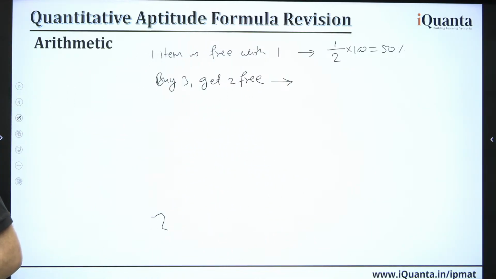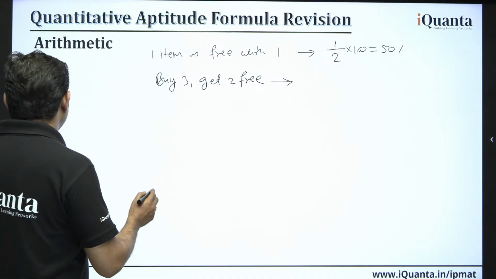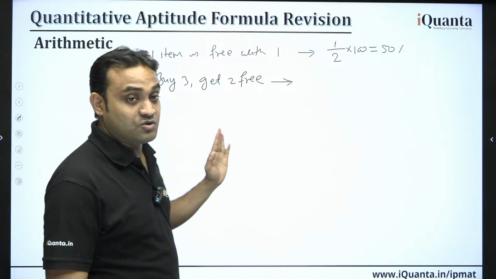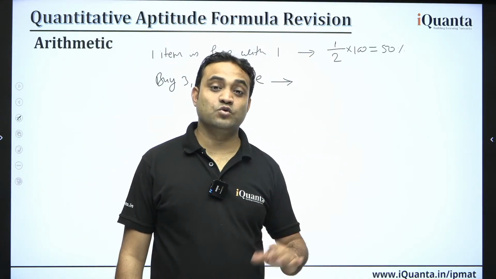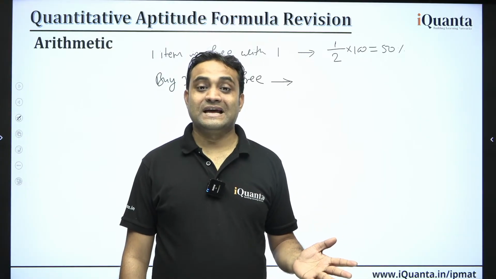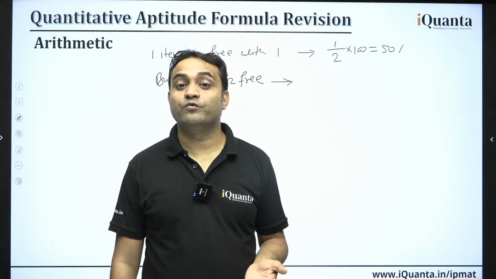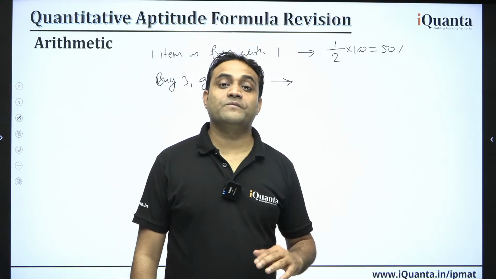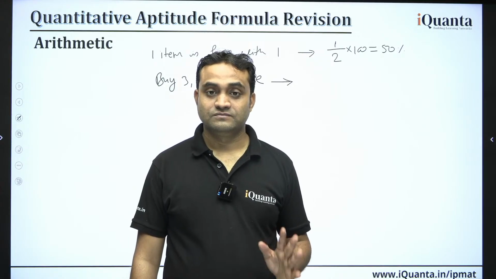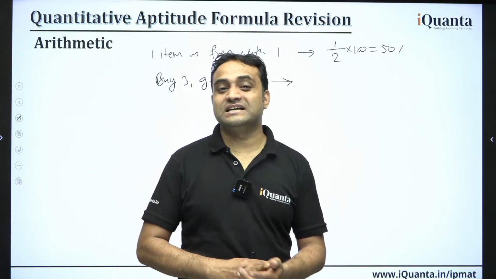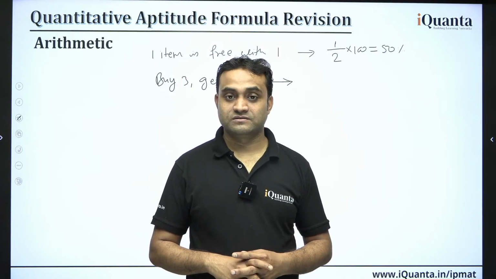If it says that by buying 3, you are getting 2 more free, then you are getting 2 for free. It's a total of 5 items, out of which 2 are free. So the discount will be 2 by 5 into 100, so 40%. I hope this discount part is clear, that is how you calculate the discount in these kinds of situations.